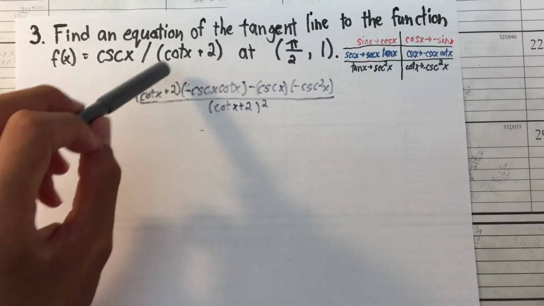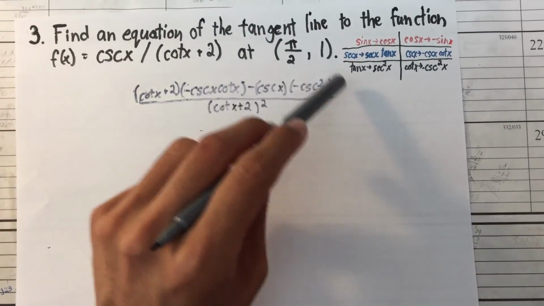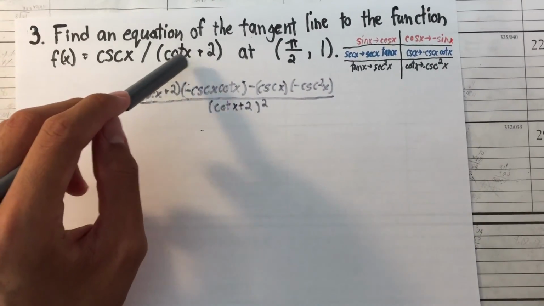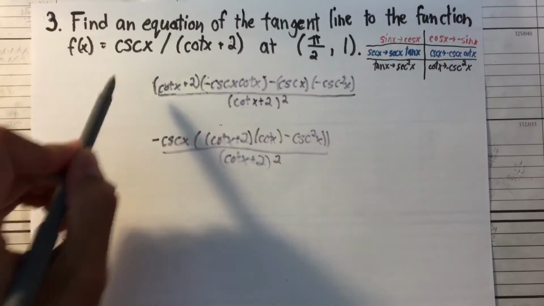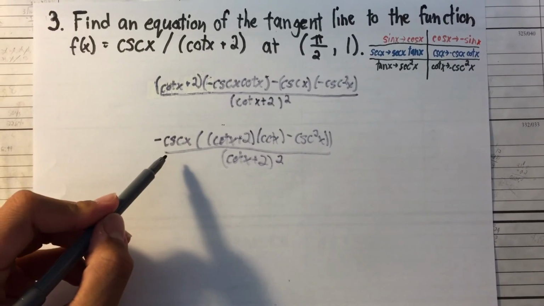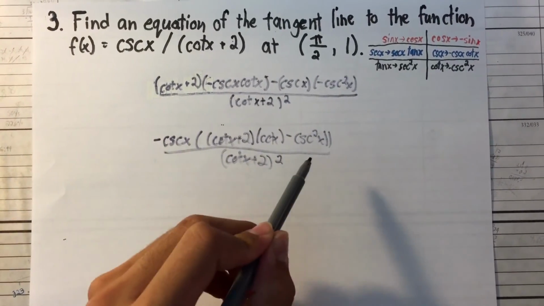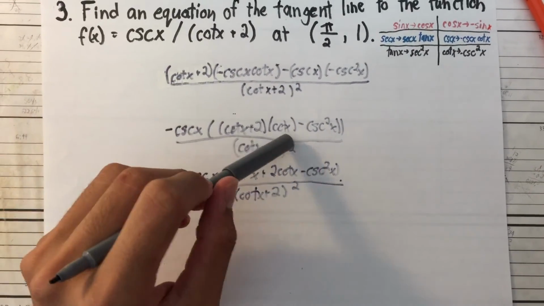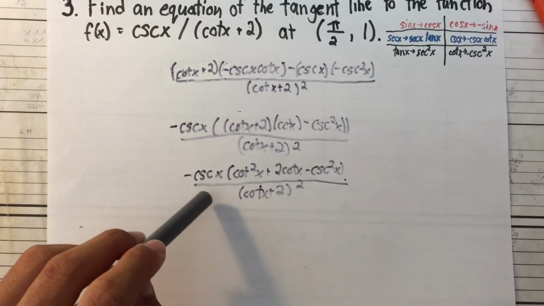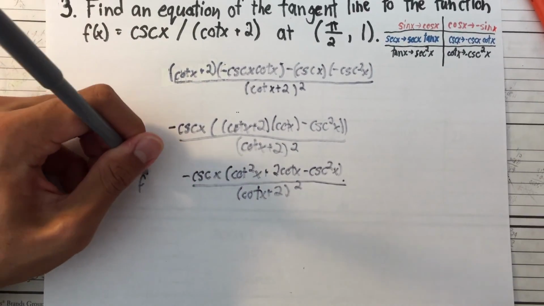Now I got this part right here from the derivative of cosecant x, and I got this, the derivative of cotangent x plus 2, using the chart. From this step, we take out like terms, which in this case is negative cosecant x, and we get this equation as a result. Finally, we multiply the terms inside here and add them together, so we get this end equation, which is equivalent to our derivative.